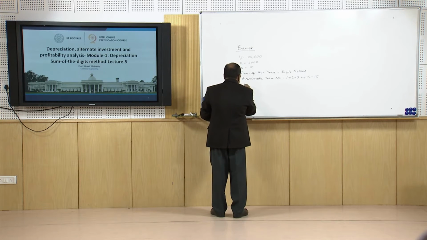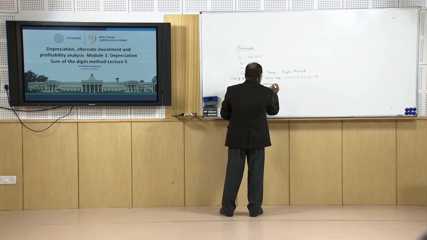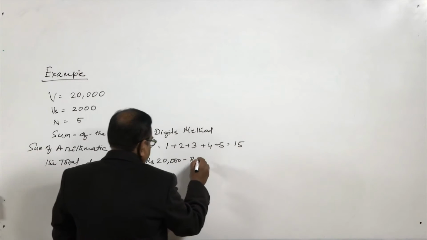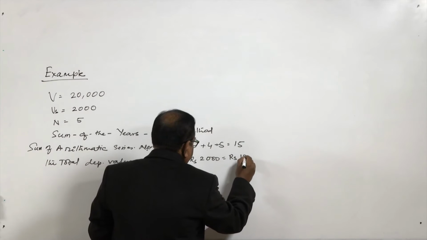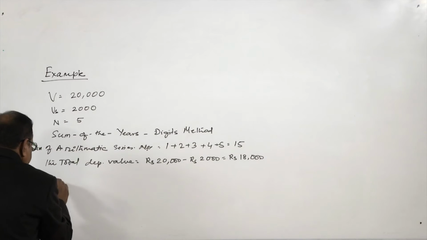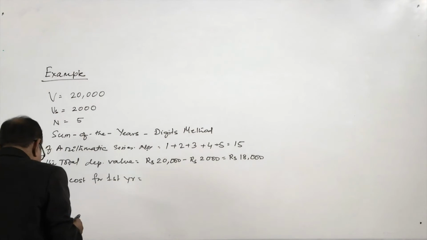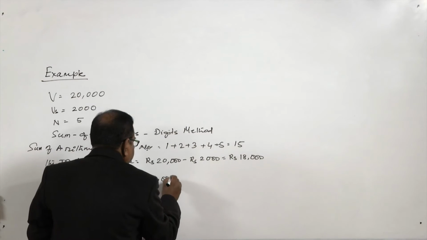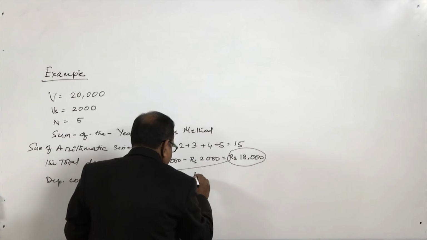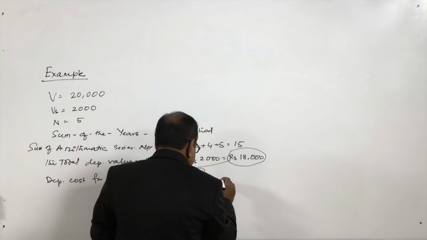Now, the total depreciable value is equal to rupees 20,000 minus rupees 2000, equal to rupees 18,000. So, now the depreciation cost for the first year is equal to this 18,000 into 5 by 15, which comes out to be 6,000.